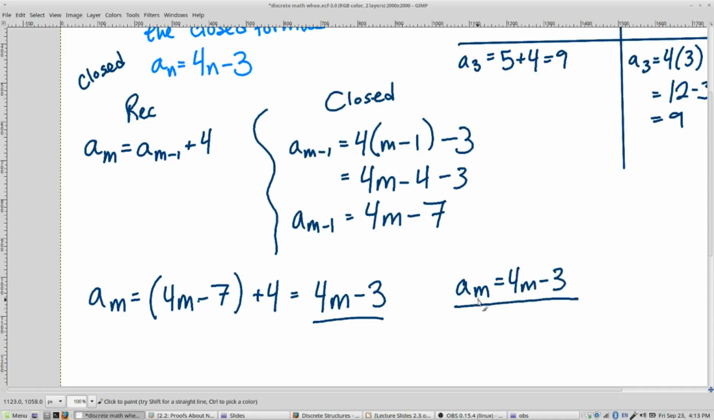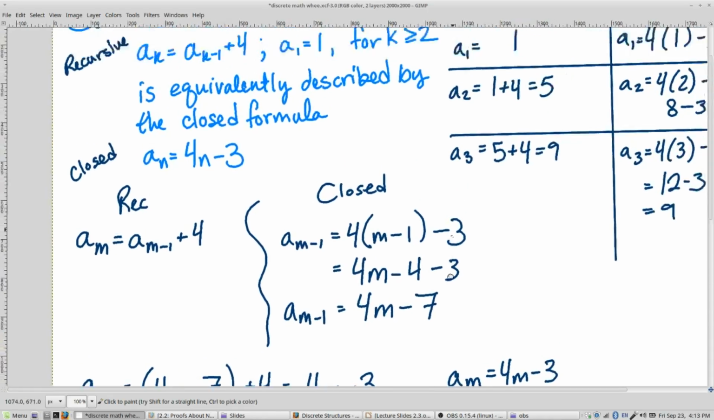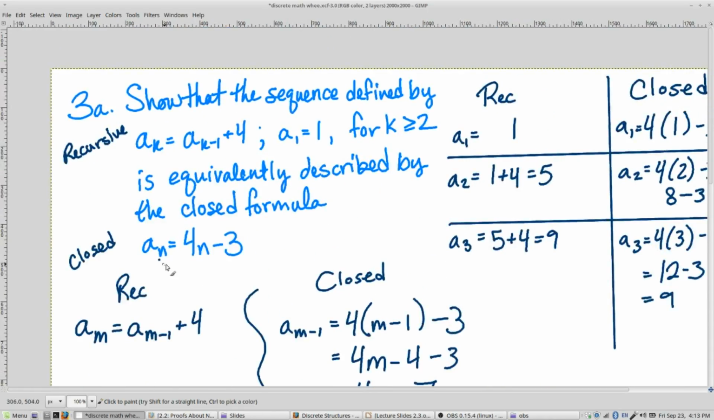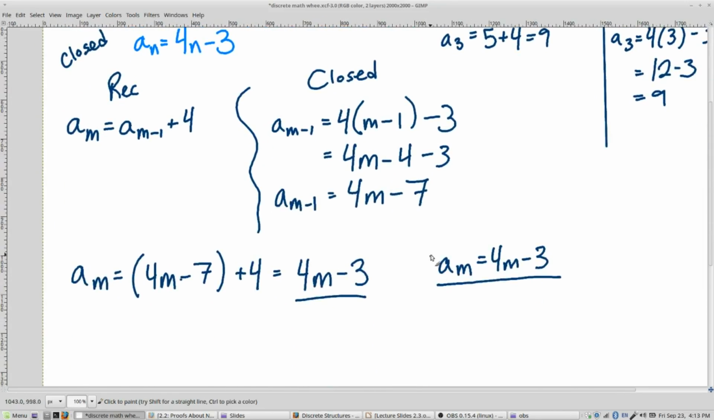Now if we look at the original version of the closed formula, a sub n is equal to 4n minus 3. So this is how we show that they're equal to each other. We use the closed formula to get what the value is at m minus 1. We plug it into our recursive formula, and what comes out should be the closed formula.